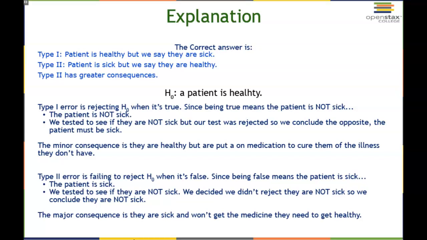A type 2 is failing to reject H0 when it's false. Since being false means our patient is sick, and we test to see if they're not sick, and we decide we don't reject that, we say they're not sick. The problem is the patient is sick, and our test said they weren't sick. In this case, depending on how you interpret it, type 2 has greater consequences.